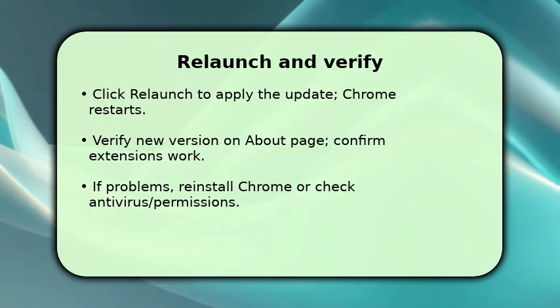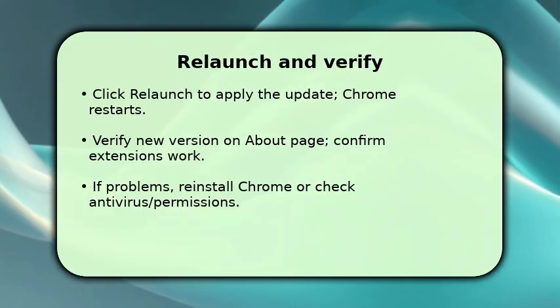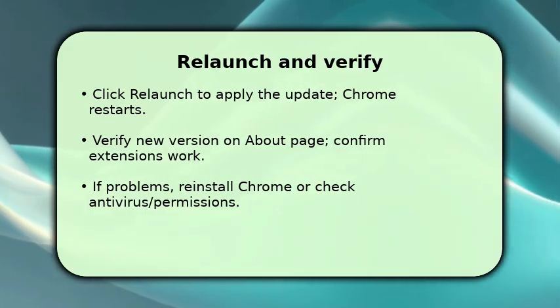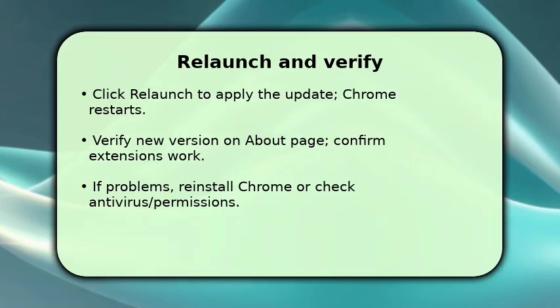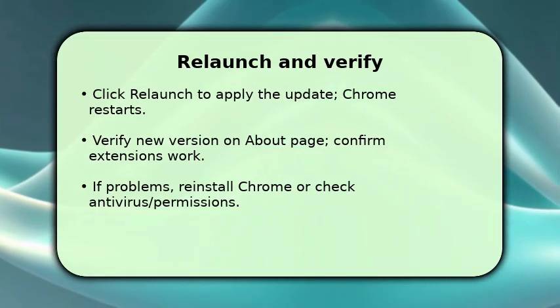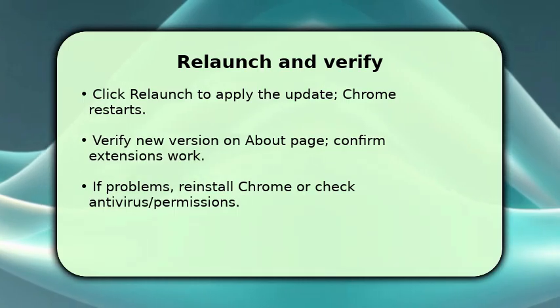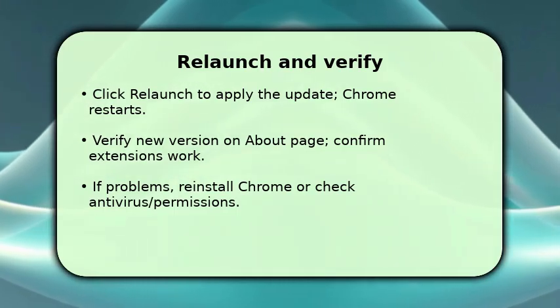If the update fails or Chrome behaves oddly, one key troubleshooting tip is to reinstall Chrome using the offline installer or disable antivirus/firewall temporarily. Make sure to keep your profile backed up before reinstalling.